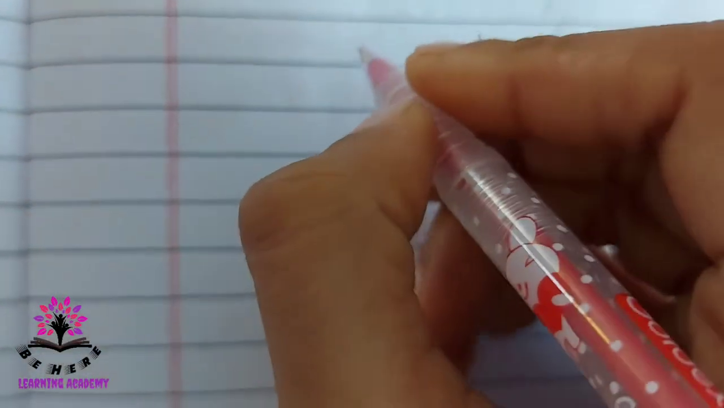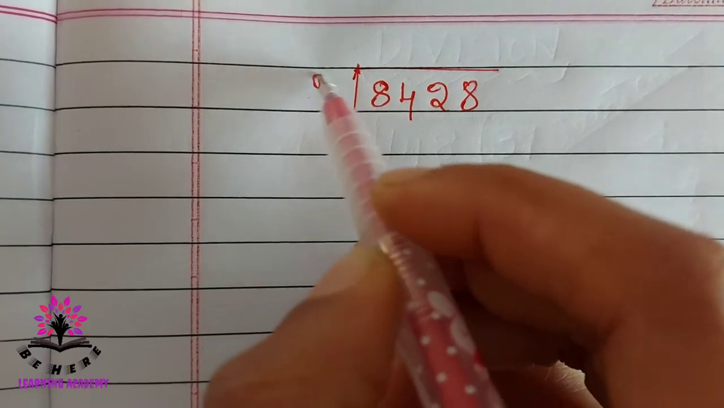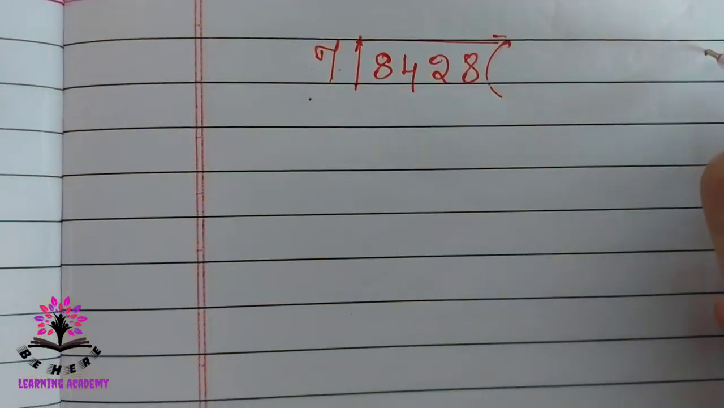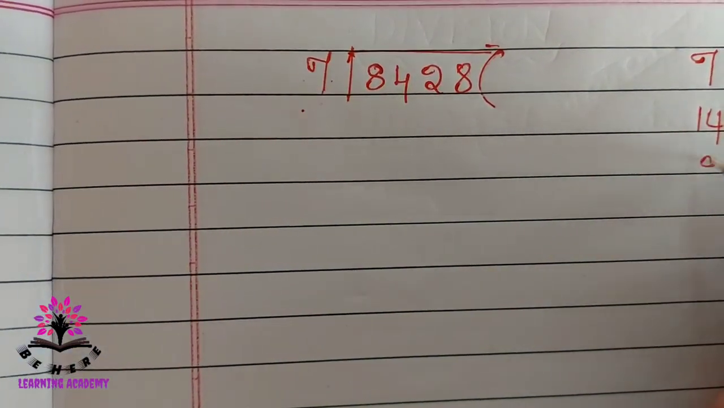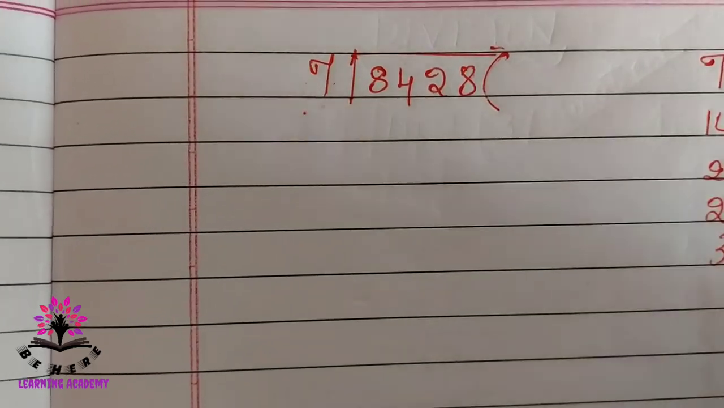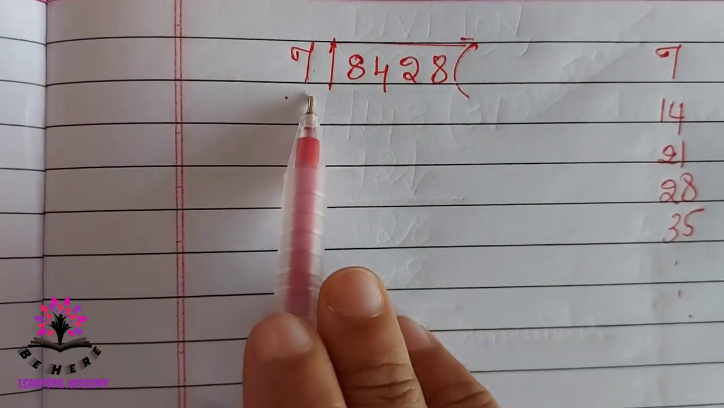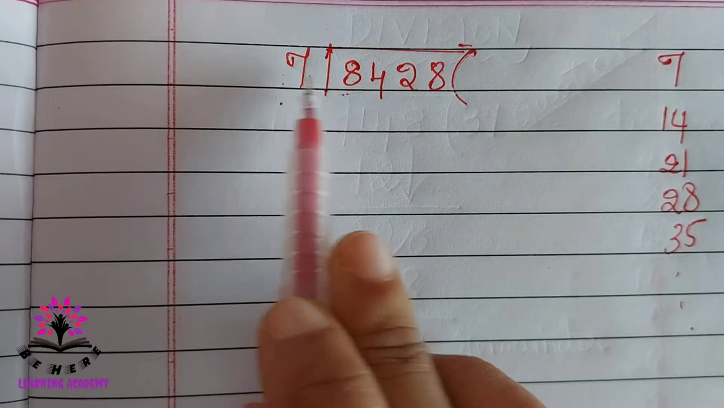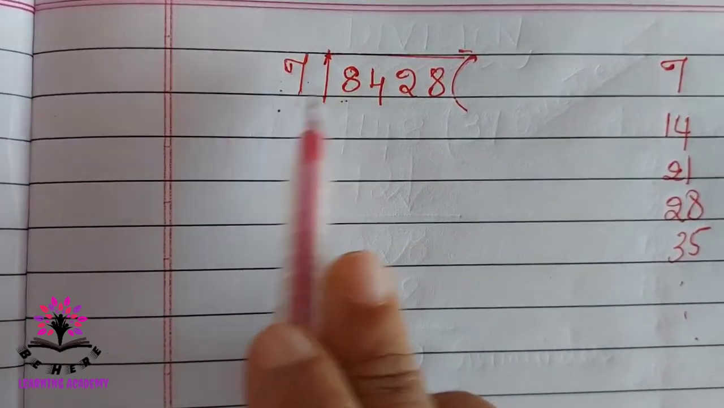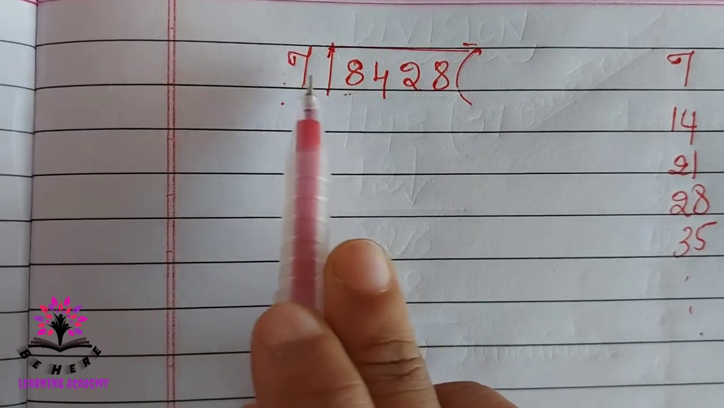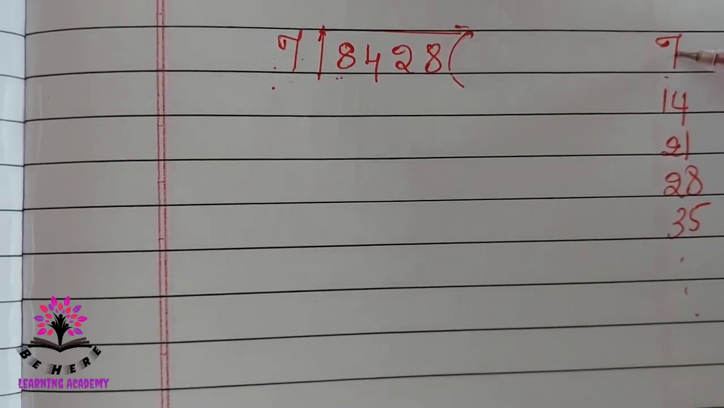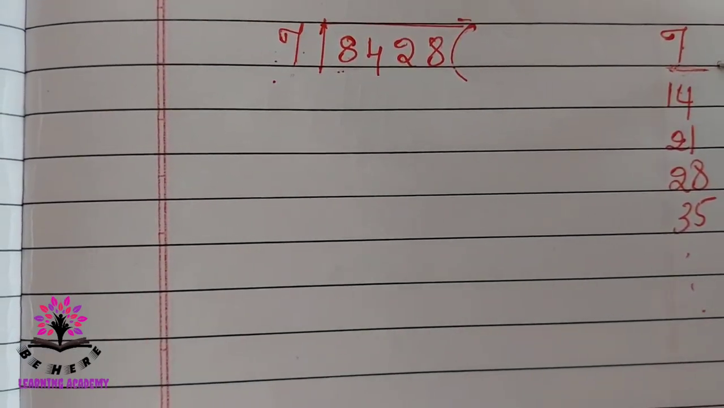Solve the next problem, that is 8428 divided by 7. Okay, so here you must know the table of 7. So 7 1s are 7, 7 2s are 14, 7 3s are 21, 7 4s are 28, 35, and so on, right? So you see here, first you consider the first digit here, it is 8. So, 8 is bigger, 7 is smaller, so it is divisible. If you see the tables, 8 comes in between 7 and 14.